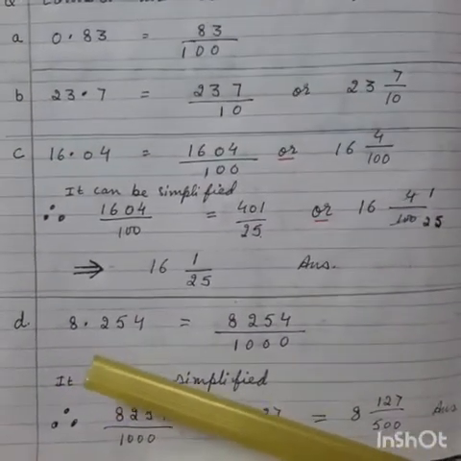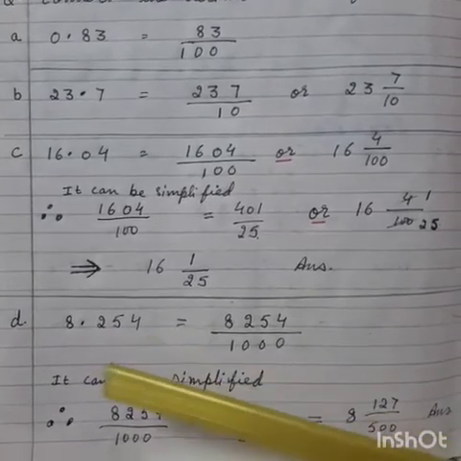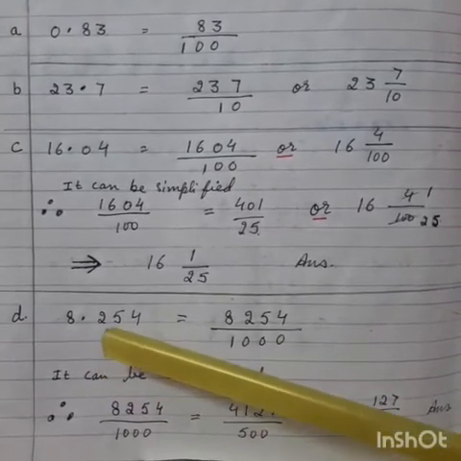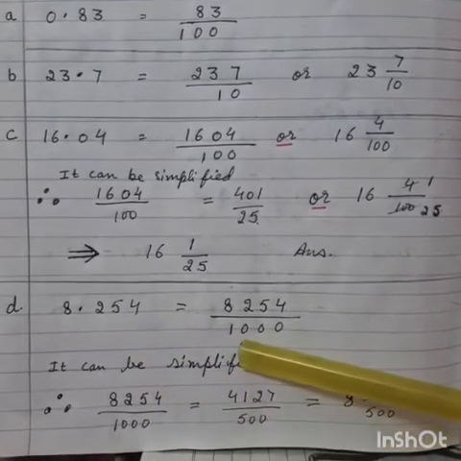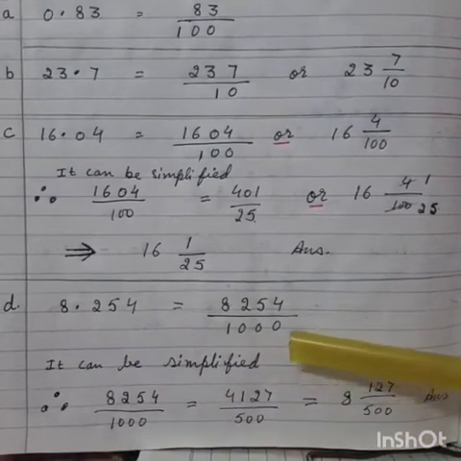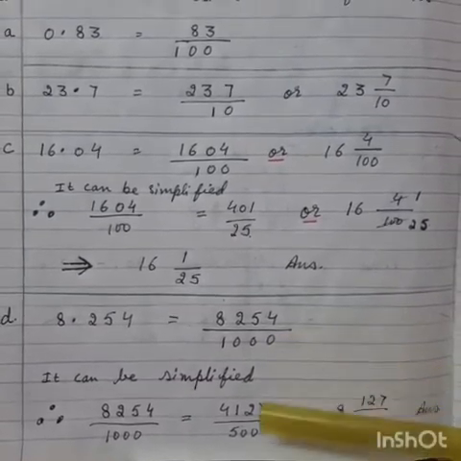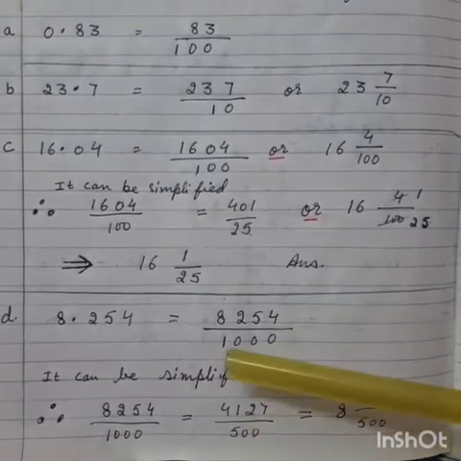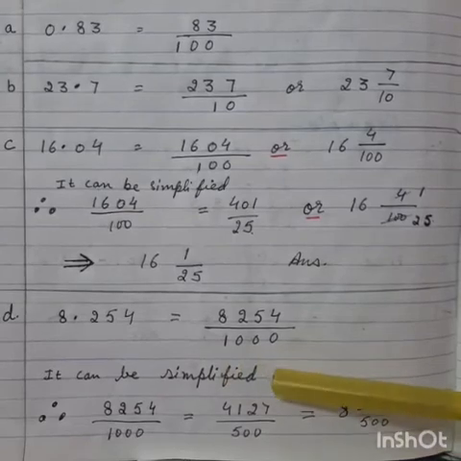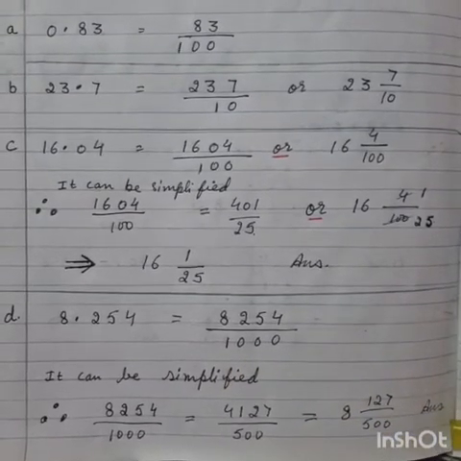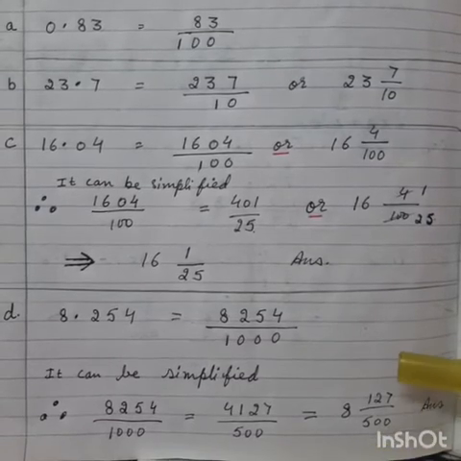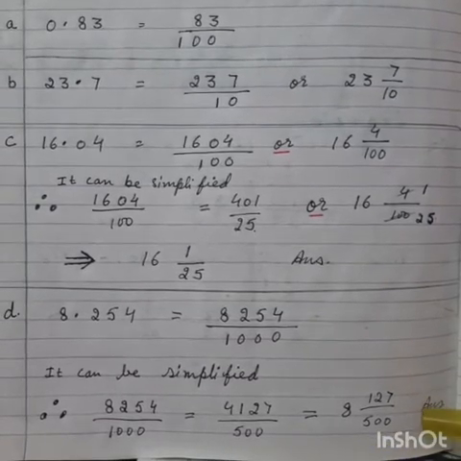We have 8.254. Again we have 3 places after the decimal. So it means there are 3 zeros in the denominator. Now to simplify this we get 127 upon 500, and further when we make it a mixed fraction we get 8 whole 127 upon 500.